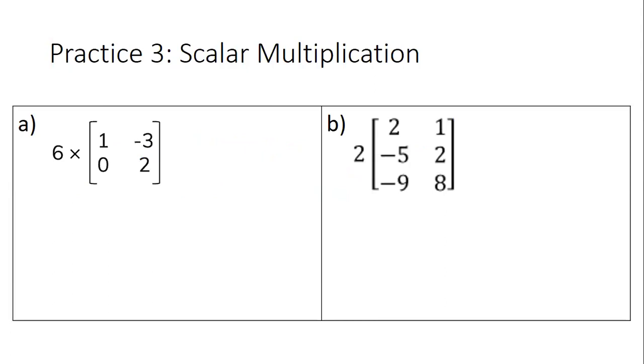All right, so here's your time to show me that you understand. A is an example of showing a scalar multiplication with the multiplication symbol. B is an example where there doesn't need to be a multiplication symbol. It's implied. Got it? All right, go. 2 minutes.